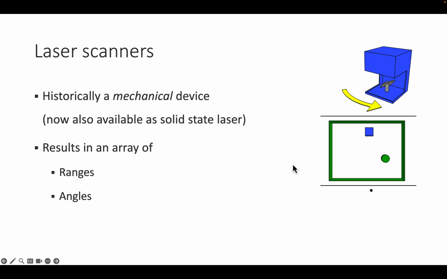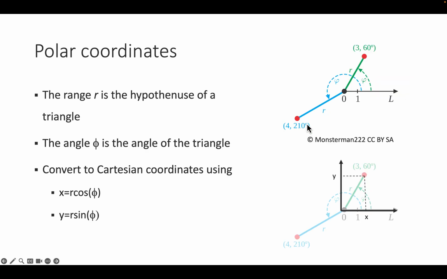So a sensor like this gives you an array of ranges as well as an array of angles, and these angles are often implicit. You have to compute this angle array yourself, because the manufacturer tells you how many of these rays there are and at which angle they start and at which angle they end.